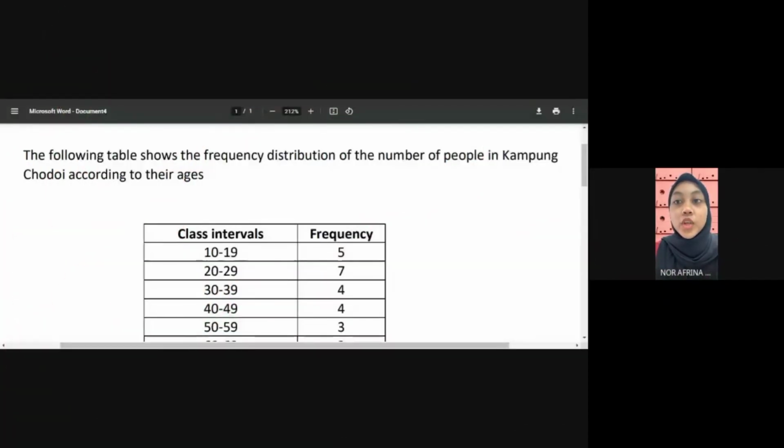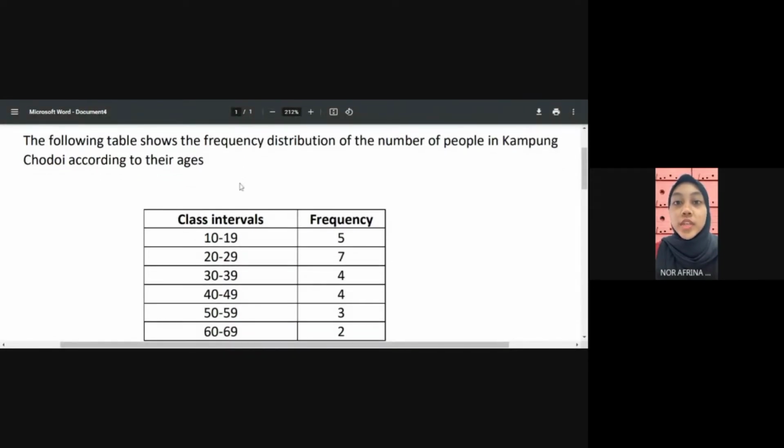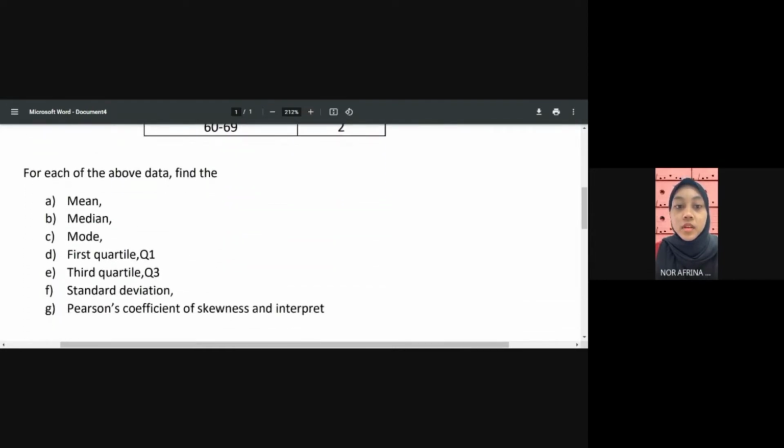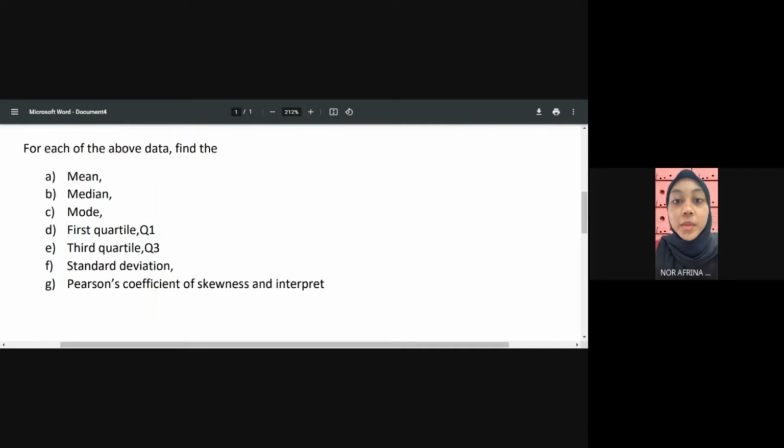To begin the discussion, here is the example of the question that we are about to discuss. But before that, we are going to give a few ways so that we can solve this question easily. The following table shows the frequency distribution of the number of people in Kampung Chodoi according to their ages. For each of the above data, find the mean, median, mode, first quartile, third quartile, standard deviation, Pearson's coefficient of skewness, and interpret.